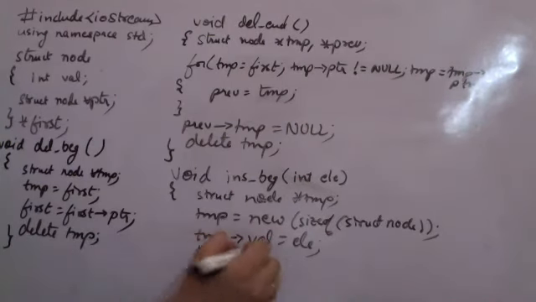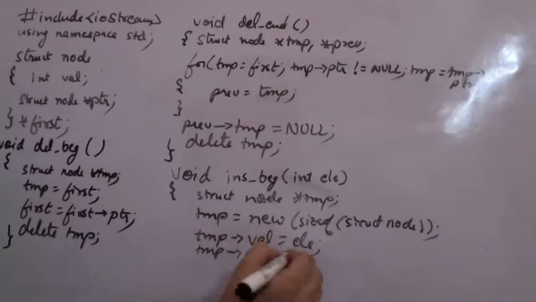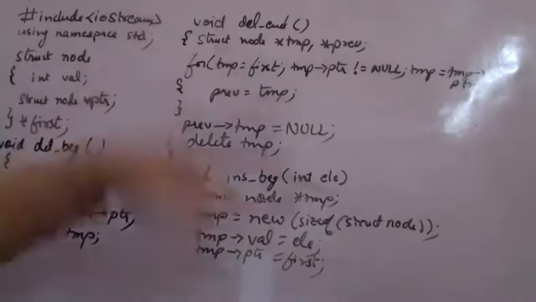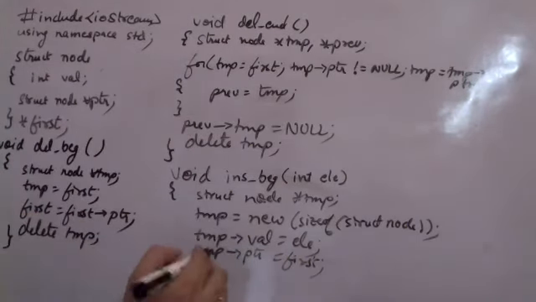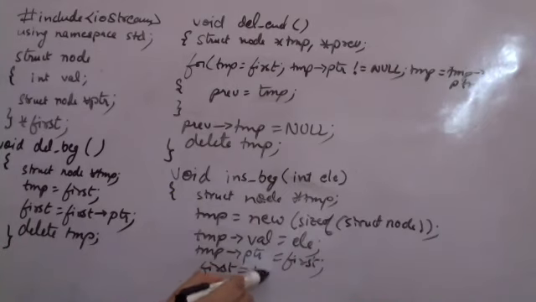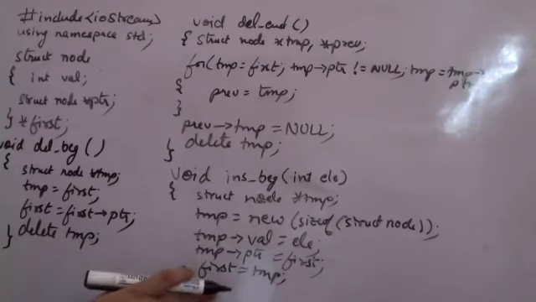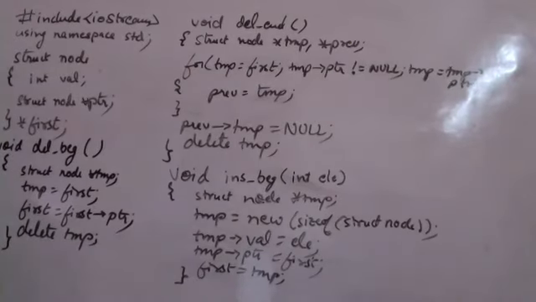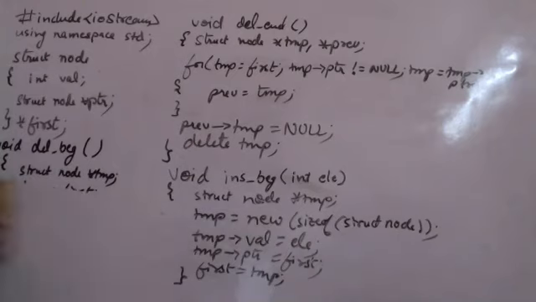Temp pointer, this is equal to the first element, whatever the first is having. Even if the list is empty, this will be null. If it is not empty, it will point to the first. After this, I should make first point to temp. So first is equal to temp. So this is how I have done insertion at the beginning. Is this clear to all? Anywhere if you are not understanding, you will stop me and let me know.